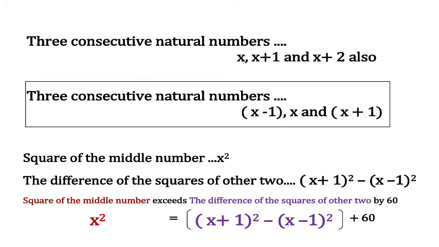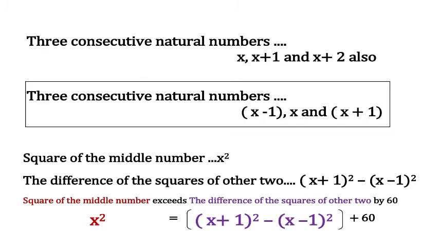Read the condition once again. Three consecutive natural numbers are such that the square of the middle number. So in the assumption, x is the middle number, so the square of the middle number means x square. The second sentence says exceeds the difference of the squares of the other two by 60. So this x square value is greater by 60, and that 60 should be added to the difference of the squares of the other two.